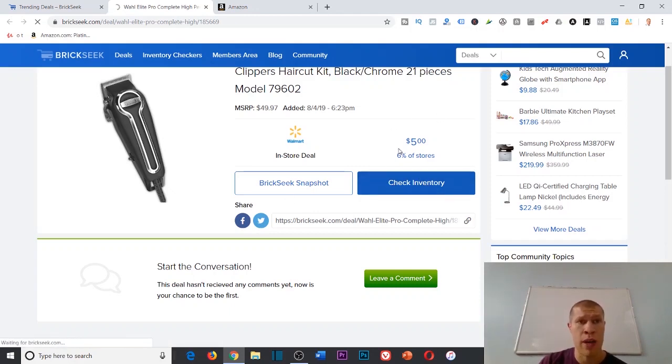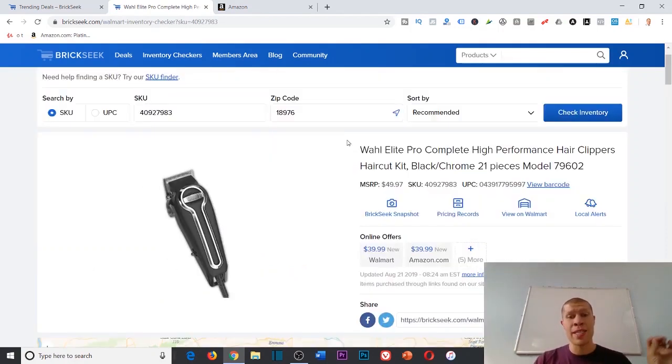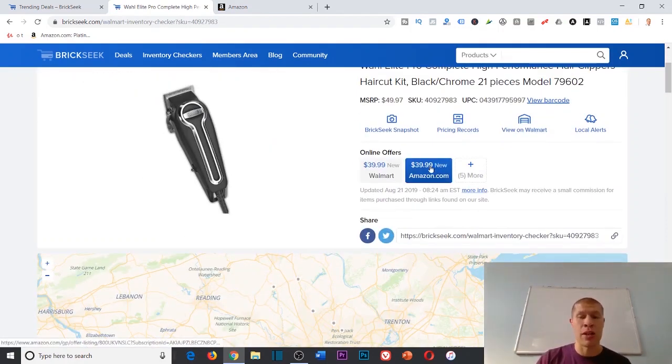So we hit check inventory, obviously. And the way that I'm going to do this, like I said, is I'm going to call the Walmarts and have them set it aside and make sure ahead of time that I can sell it. So it looks like the price has dropped slightly. I think it was like 45 yesterday or 44. I could be wrong on that.